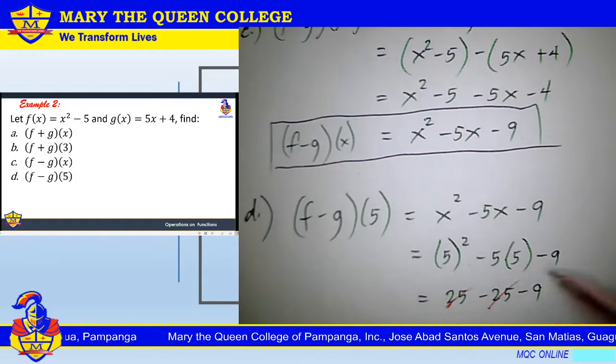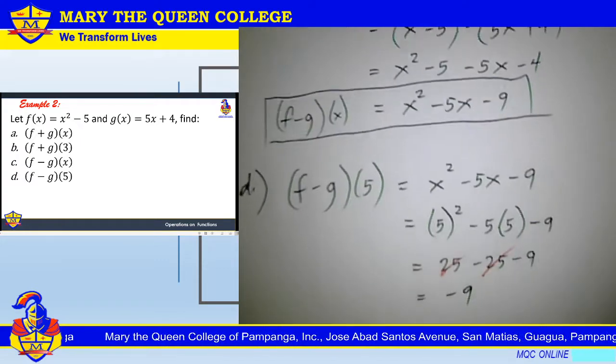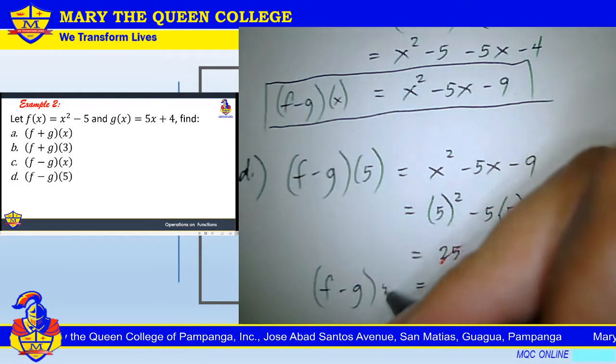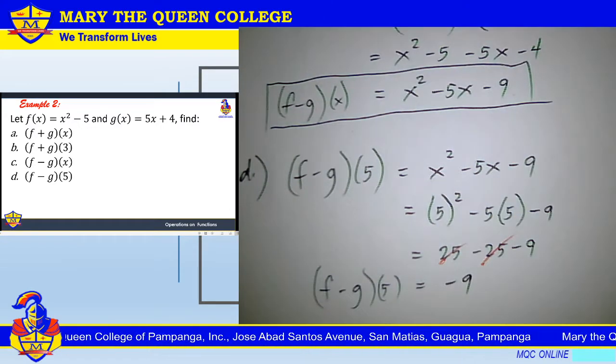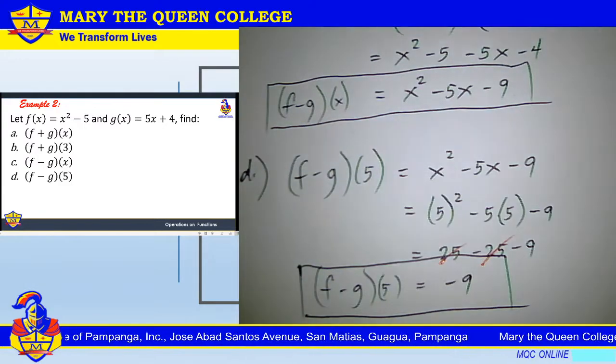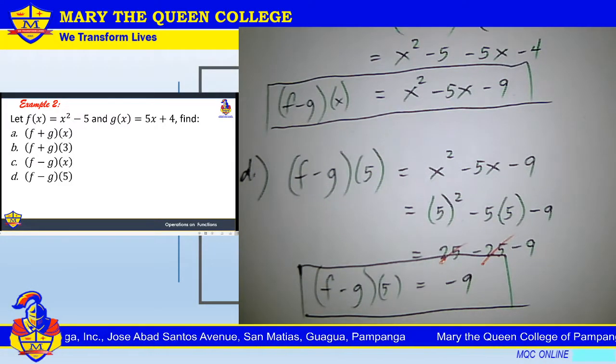Cancelled na itong dalawa. Then we will now get negative 9. Okay? So we have f minus g of 5 is equal to negative 9. Okay? So that's how simple to solve functions, operations on functions. Okay? So that's it for example number 2. We'll continue with our next example.